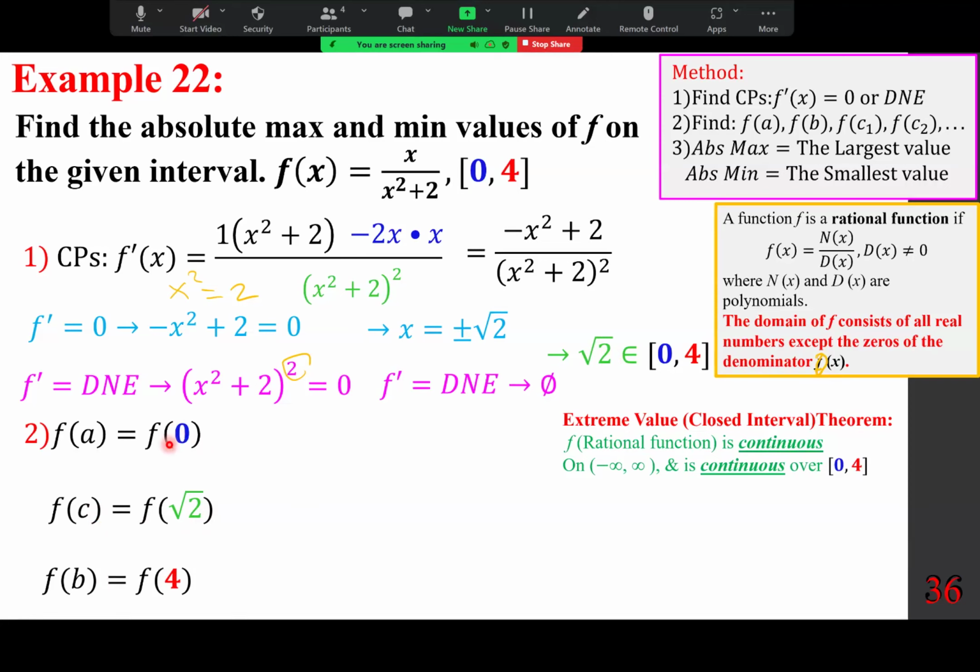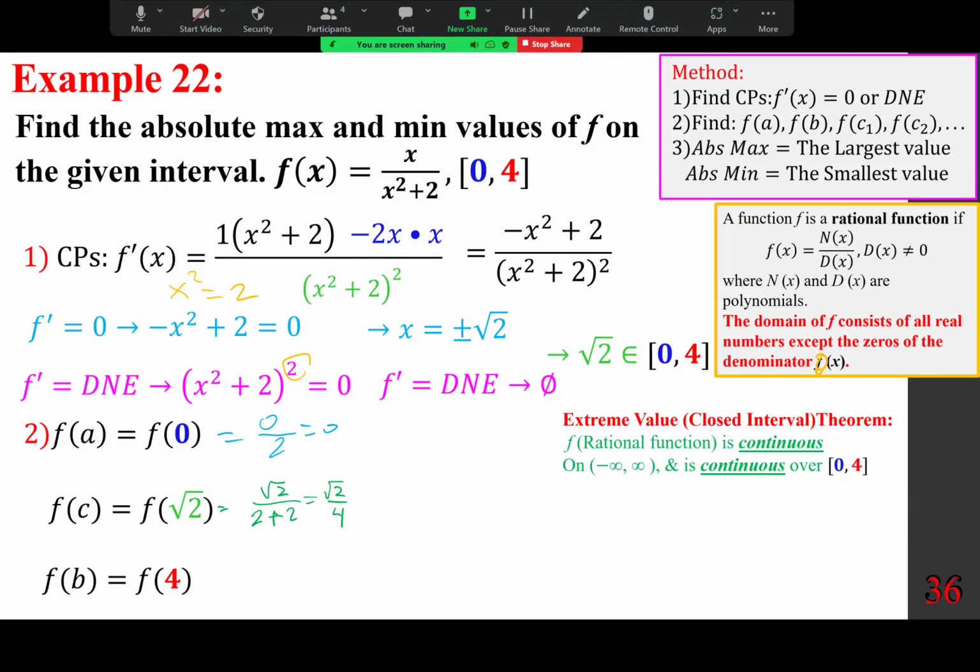Now, I hope you see if you plug in 0, you get 0 over 2. Let's write it actually. 0, you get 0 over 2, which is 0. What happens if you go with square root of 2? With square root of 2, we put square root of 2 at top. Then square root of 2 squared is 2, plus 2. You get square root of 2 over 4.